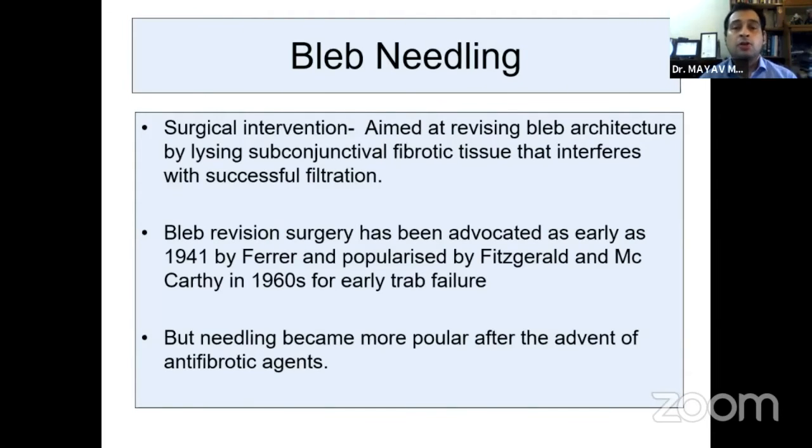So what is Bleb Needling? Bleb Needling is nothing but a surgical intervention which is aimed at revising Bleb architecture by lysing subconjunctival fibrotic tissue that interferes with successful filtration and hence causes Bleb failure or glaucoma surgery failure. Bleb revision surgery has been advocated as early as 1941, but it was popularized further in the 1960s. But needling has become more popular after the advent of antifibrotic agents or antimetabolites.